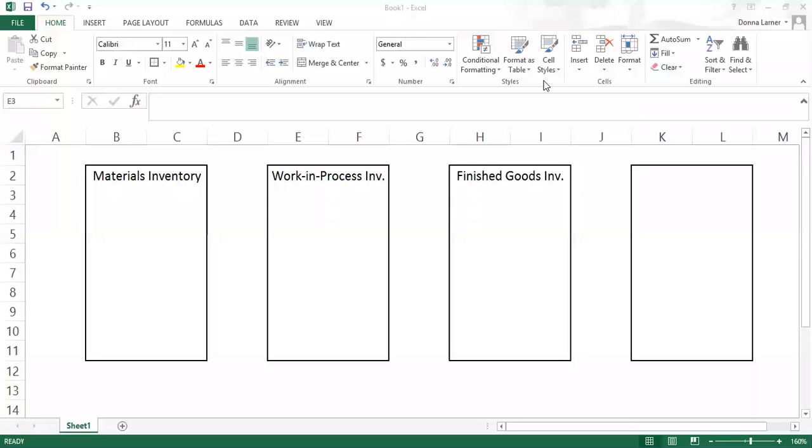In this recording, I want to cover the 3 inventory accounts that a manufacturer would have. They were introduced in Chapter 2 of your textbook, and they are the materials inventory, work in process inventory, and finished goods inventory. All 3 of these would be assets on the balance sheet of the manufacturing company.